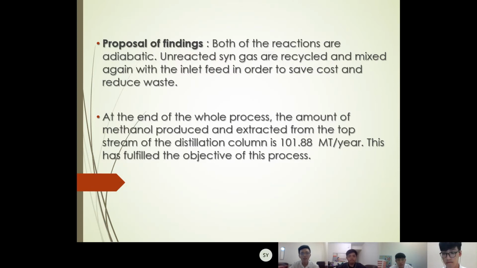For the proposal of findings, both of the reactions are adiabatic, and unreacted syngases are recycled and mixed again with the inlet feed in order to save costs and reduce waste. At the end of the whole process, the amount of methanol produced and extracted at the top stream of the distillation column is 101.88 megaton per year. So this has fulfilled the objectives of this process.